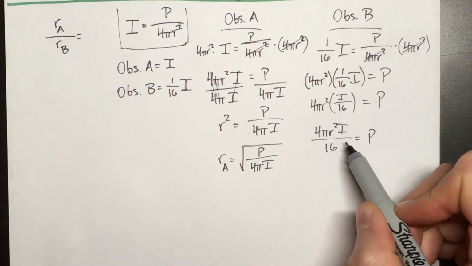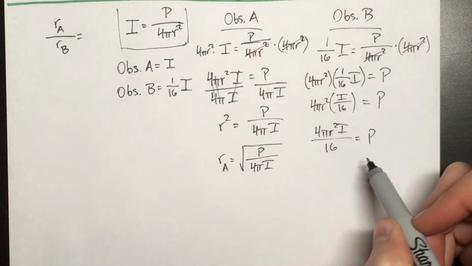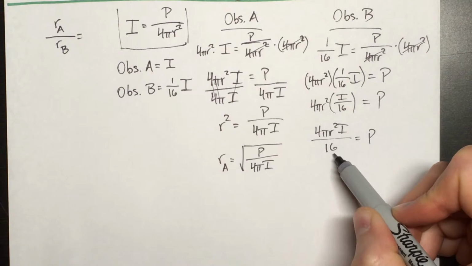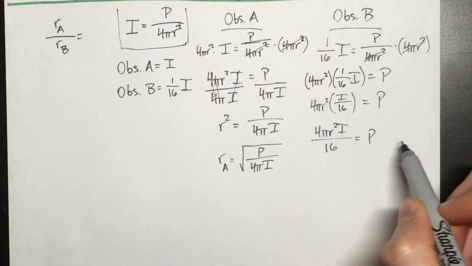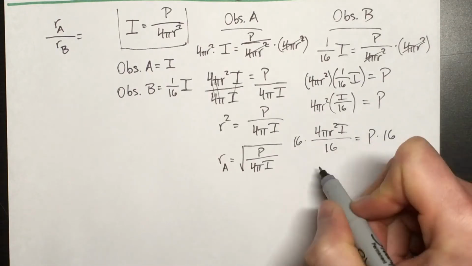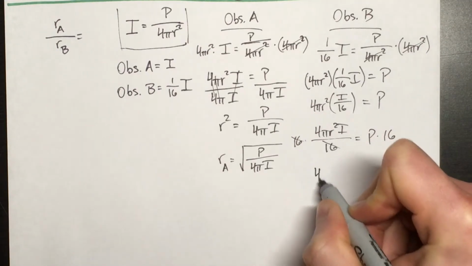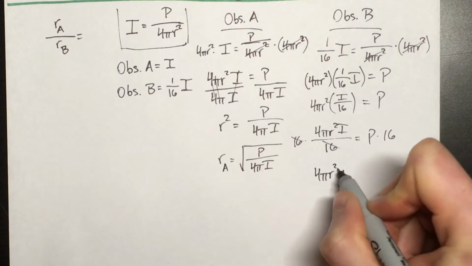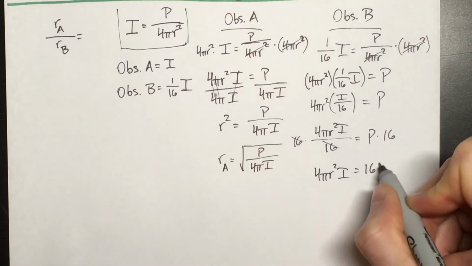So how can we get r by itself? Well, first let's multiply by 16, again to get rid of this fraction. So multiply both sides by 16. This will cancel out, so you have 4 pi r squared I is equal to 16P.